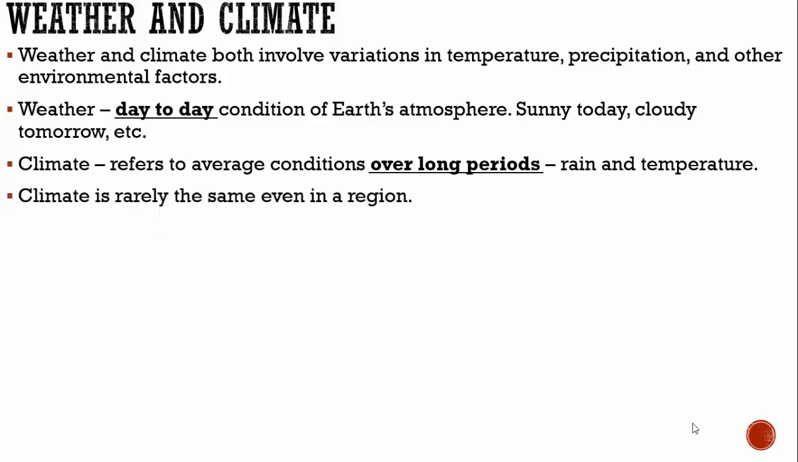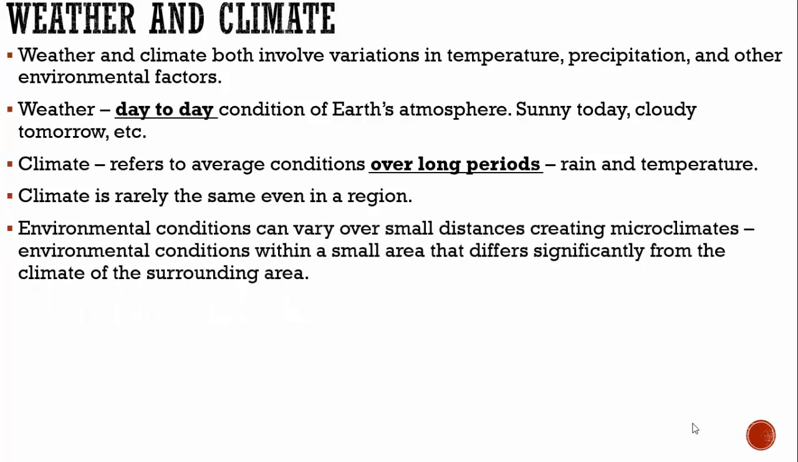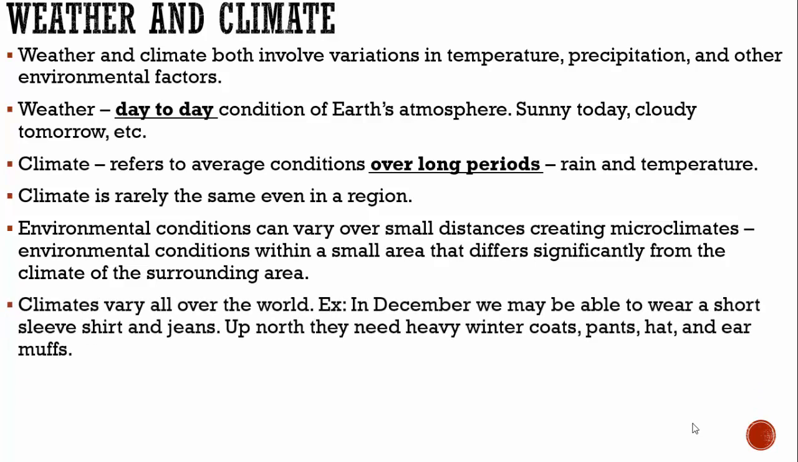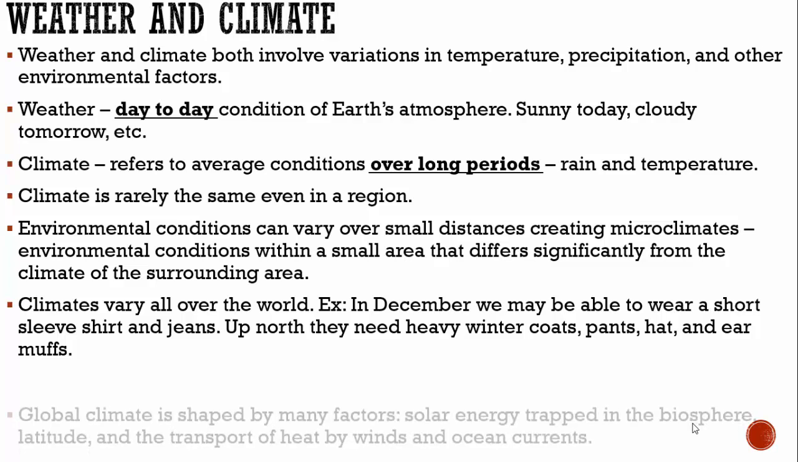Now, climate is rarely the same, even in its own region. Environmental conditions can vary over small distances, creating what is known as microclimates, micro meaning small. Microclimates are environmental conditions within a small area that differs significantly from the climate of the surrounding area. Now, climates vary all over the world. Here in December in the South, we may be able to wear a short sleeve shirt and jeans. Up north, they need heavy winter coats, pants, hat, and earmuffs. It's different all over the world.